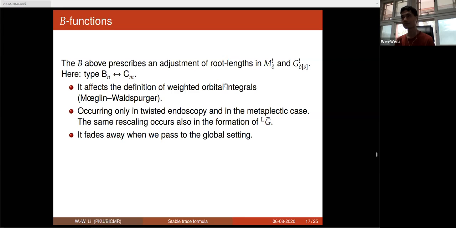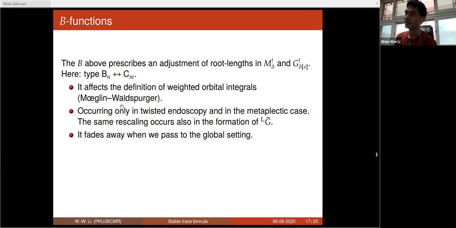Here it just switches between type B_n and C_n, so it's a typo. And it affects the definition of weighted orbital integrals in some very subtle way. Arthur didn't do this. This can be found in Moeglin-Waldspurger's paper, their book, sorry. It's something really technical.